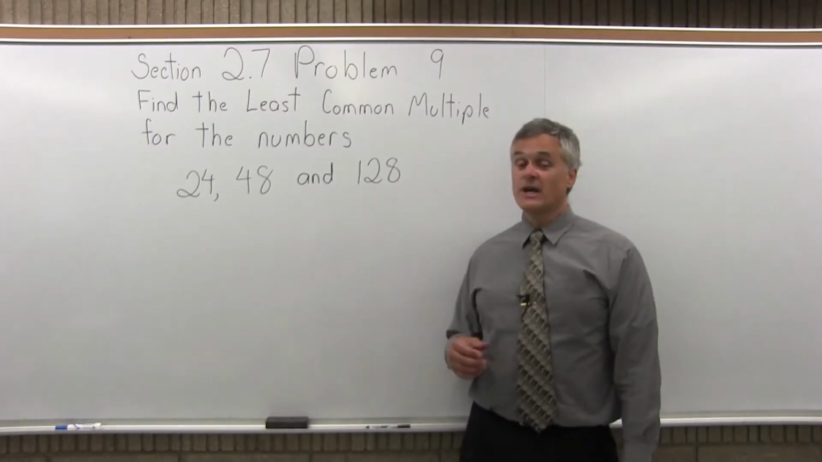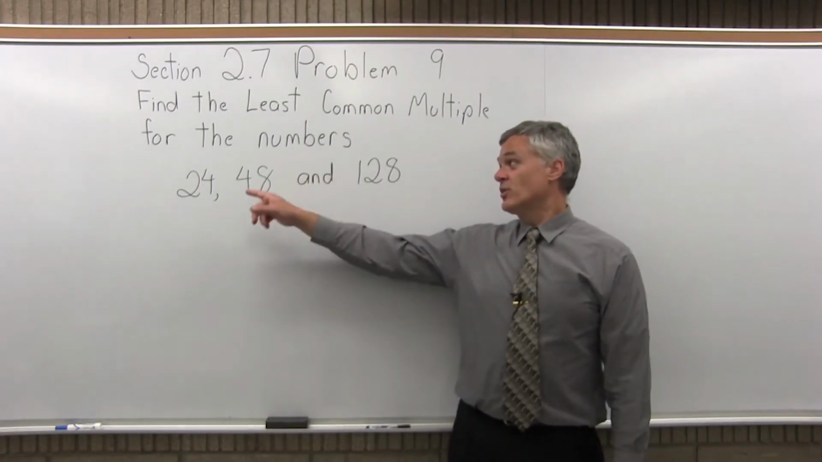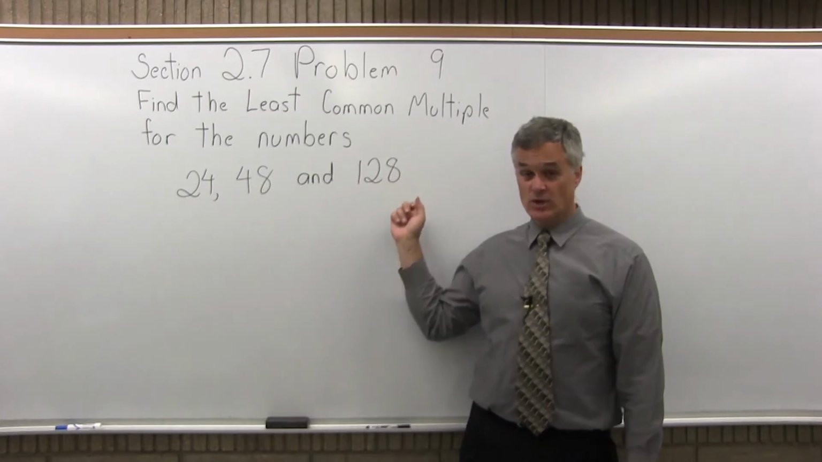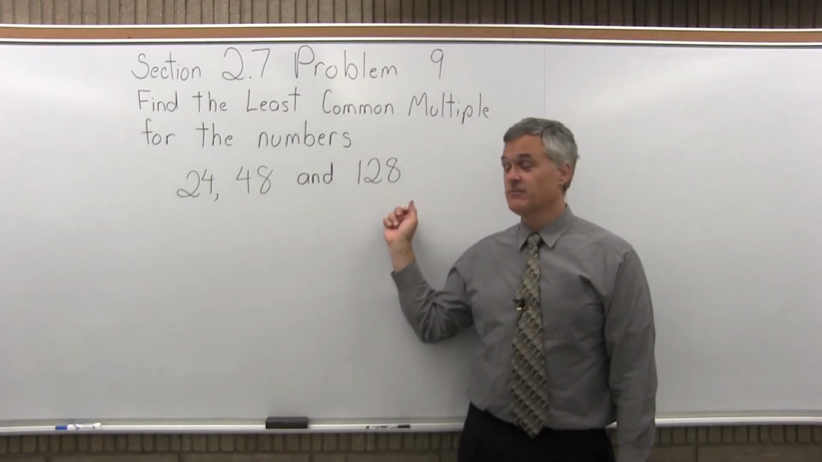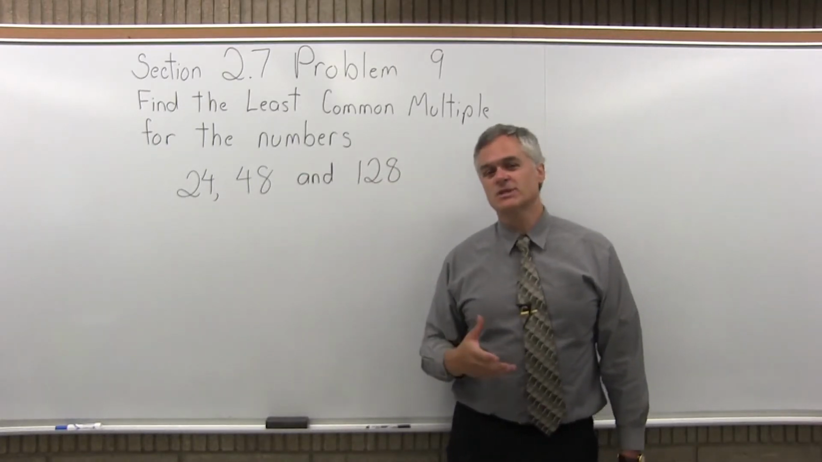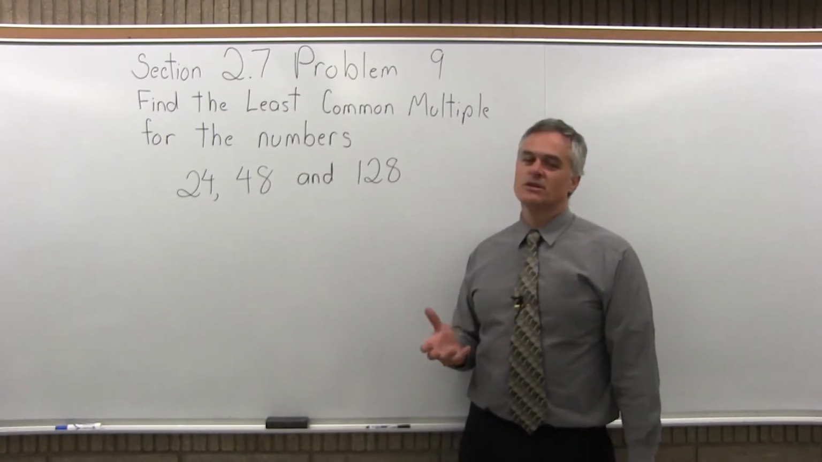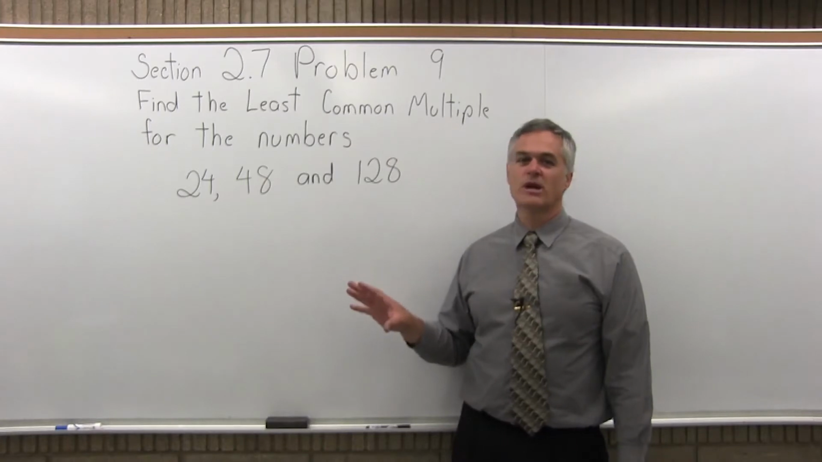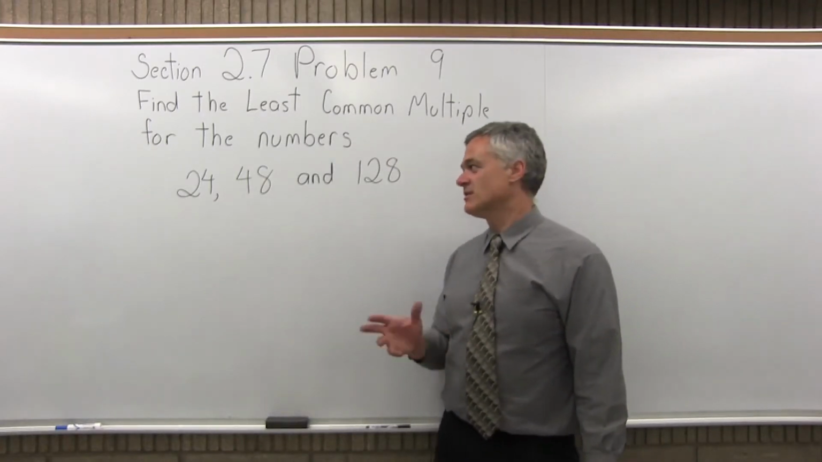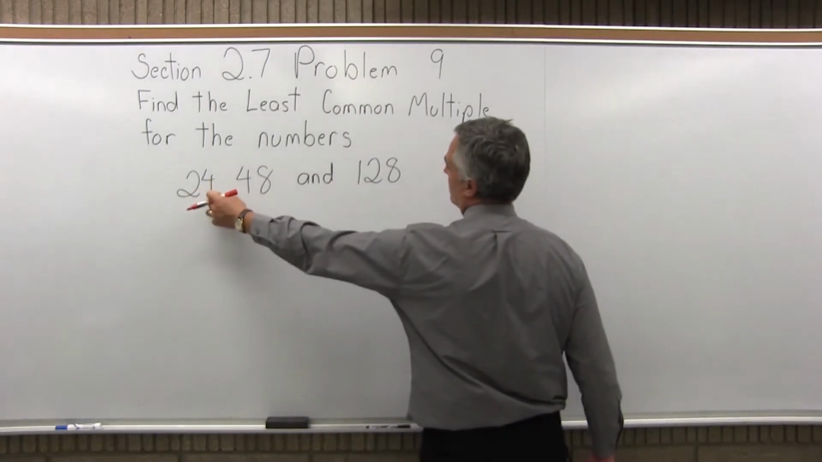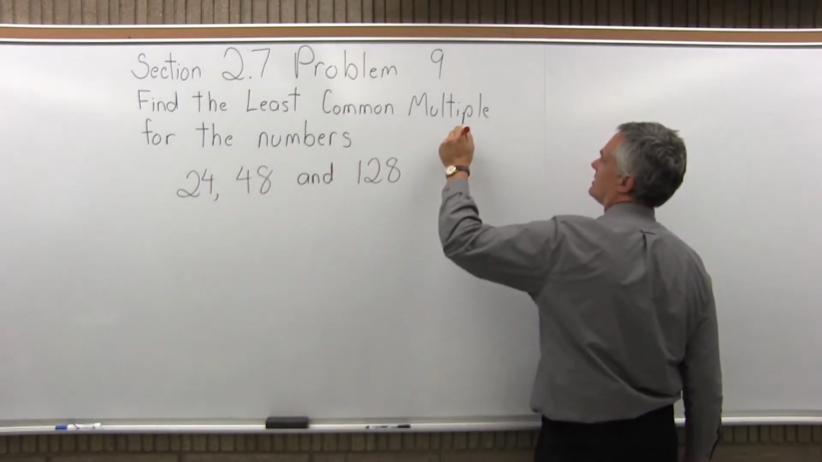What we want to find is the smallest number that 24 divides into evenly, 48 also divides into evenly, and 128 also divides into evenly. So once you get into three numbers, it becomes very tough to do a trial and error or to make a guess. It's really beneficial to just do the prime factorization and do the process the way we do it to find this. So start with 24, do the prime factorization.